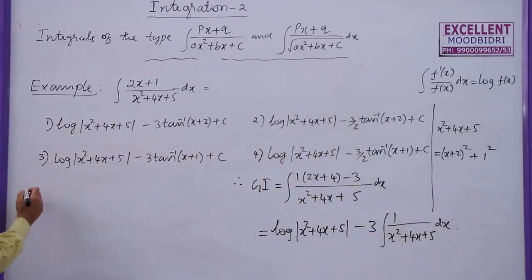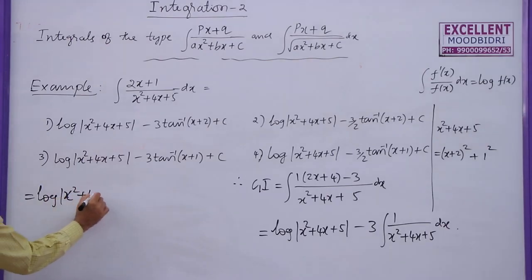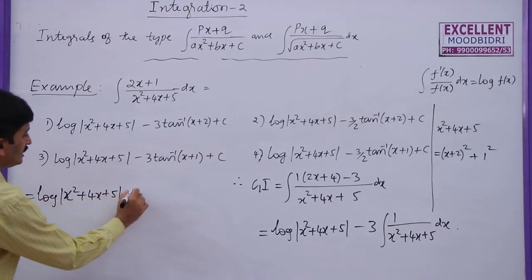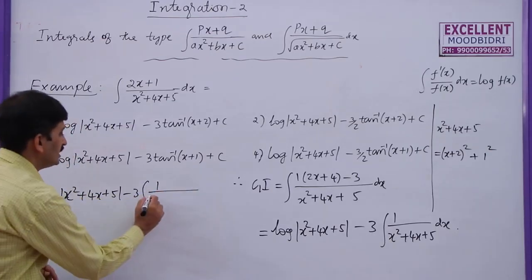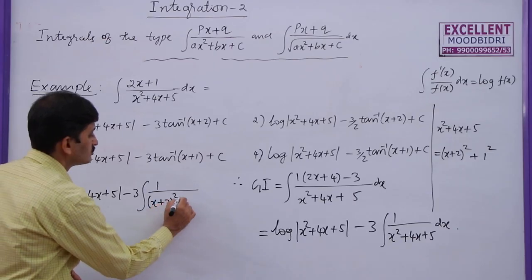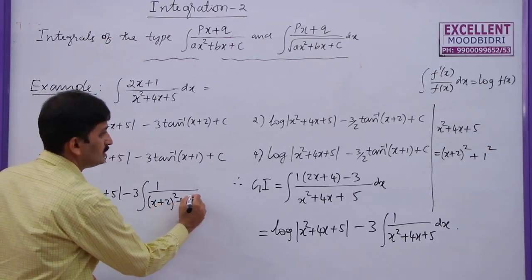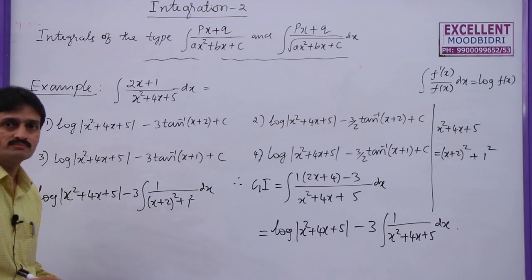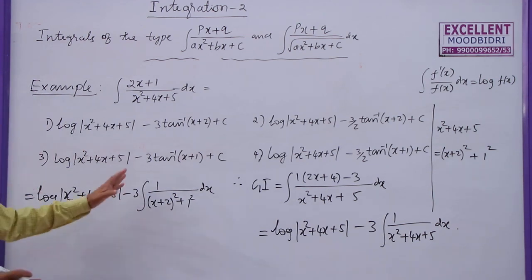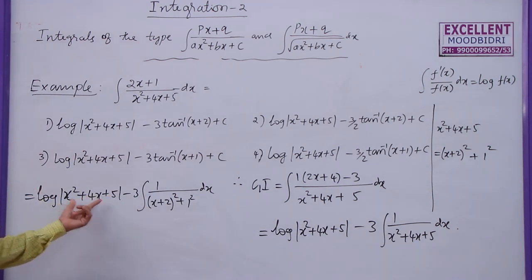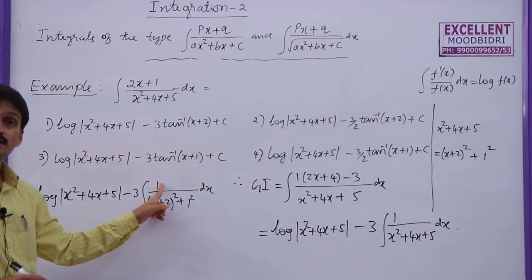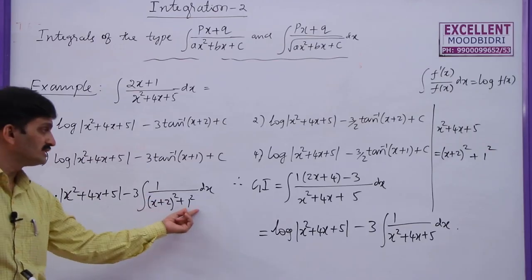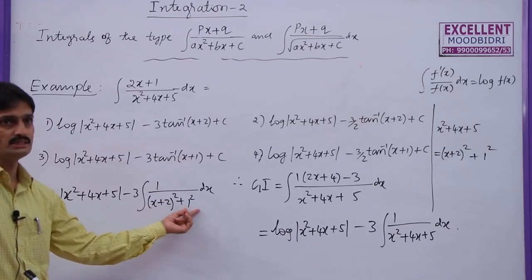So, this integral becomes log of mod (x square plus 4x plus 5) minus 3 into 1 by (x square plus 4x plus 5), which you can write as (x plus 2) whole square plus 1, and 1 can be written as 1 square. Now, directly tick the answer, don't write again and again. So, this is equal to this, right? So, minus 3 into this integral, which is of the form 1 by (x square plus a square), 1 by a tan inverse x by a.